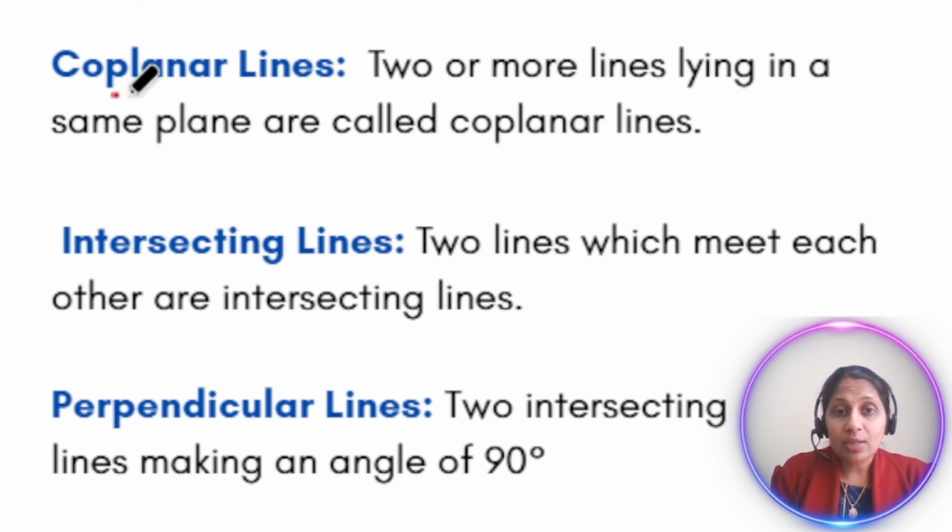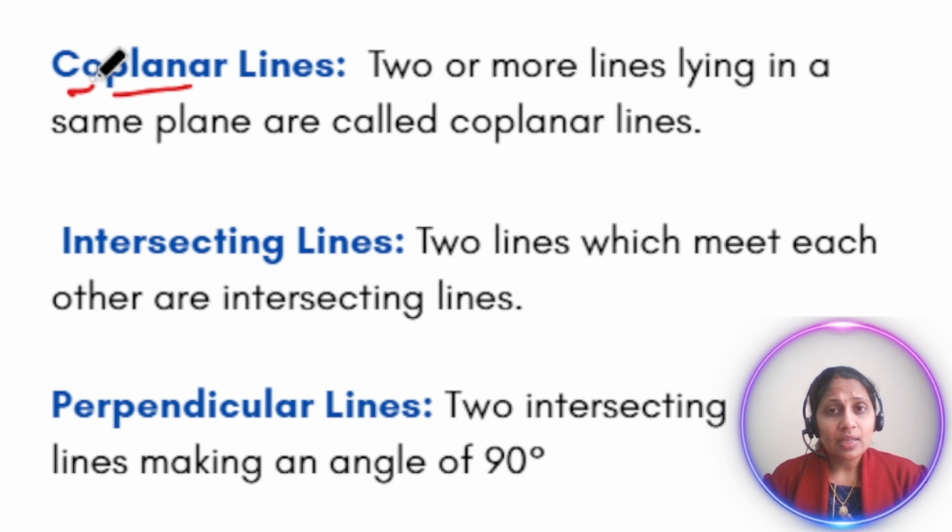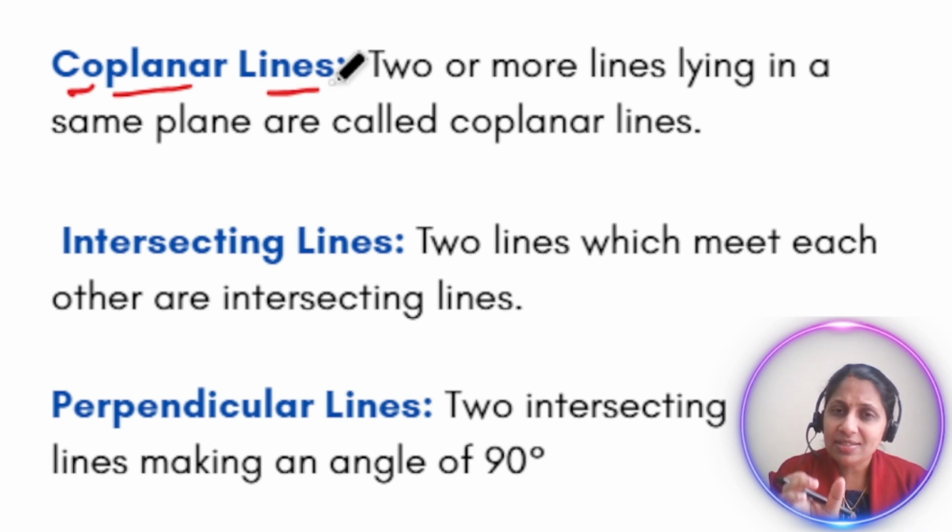Now, coming to the next one, coplanar lines. We already know that a plane means it's a surface. Co means think of it like a friend or a company. Coplanar lines means 2 or more lines lying on the same plane. This is nothing but coplanar lines. The name itself suggests its definition, right?